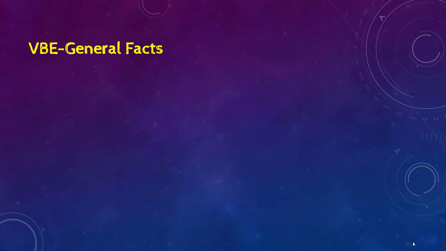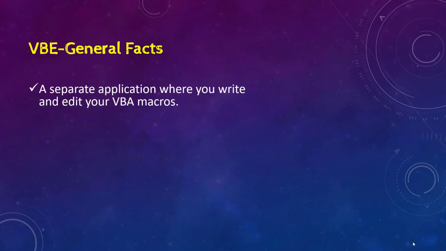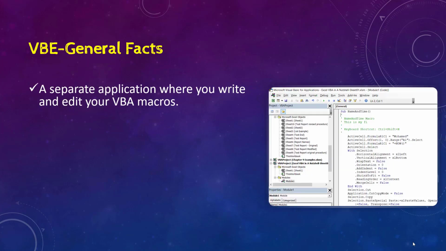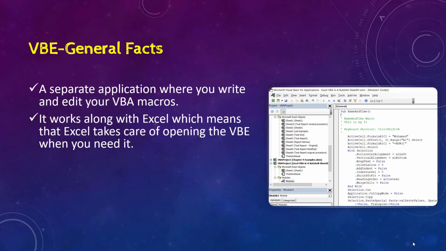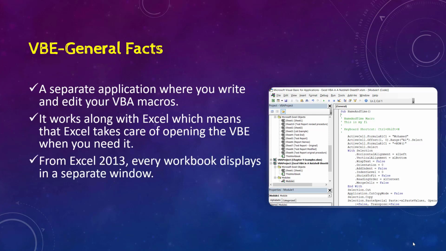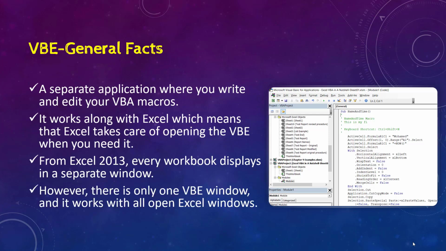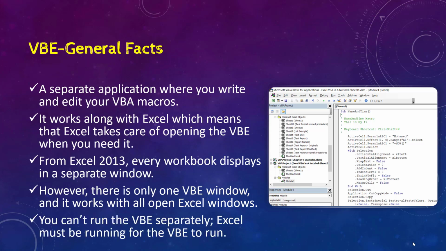So what is VBE? VBE is a separate application where you write and edit your VBA macros. It works seamlessly with Excel, which means that Excel takes care of opening the VBE when you need it. From Excel 2013, every workbook displays a separate window. However, there is only one VBA window and it works with all open Excel windows. You cannot run the VBE separately, which means Excel must be running for the VBE to run.